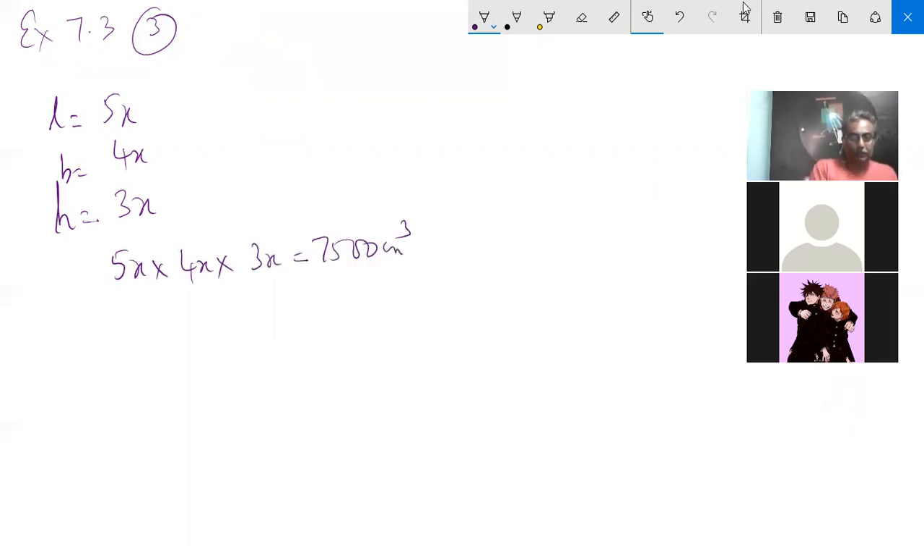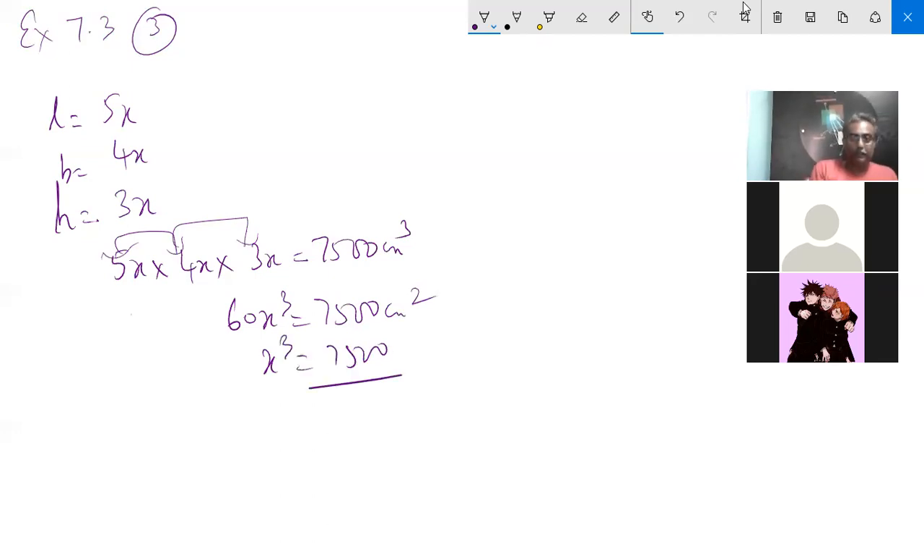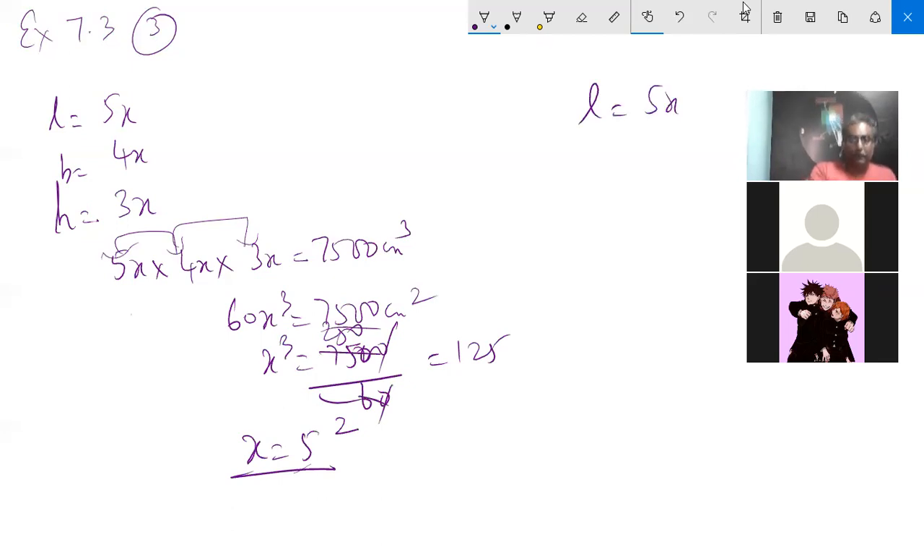Find its dimensions. Okay. 5 into 4, 20. 20 into 3, 60. 3x cube is equal to 7,500 centimeter. X cube is equal to 7,500 by 60. Divide by 3, 250. Divide by 2, again equal to 125. So x is equal to 5. Okay, now L is equal to 5x. That is equal to 5 into 5. That is equal to 25 centimeter.